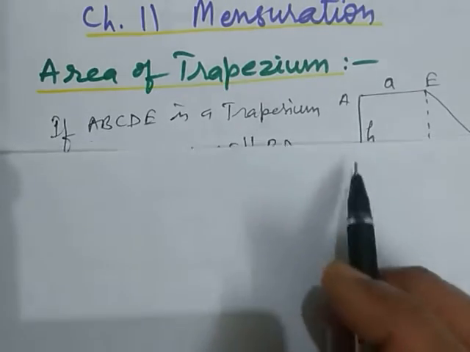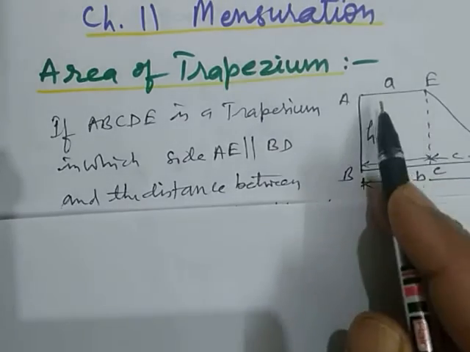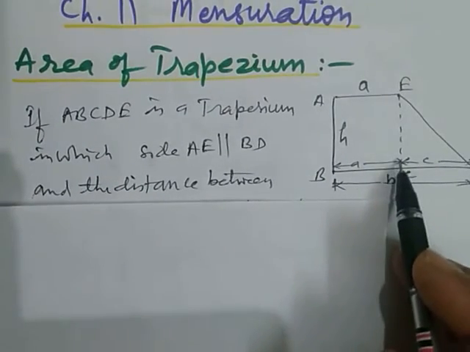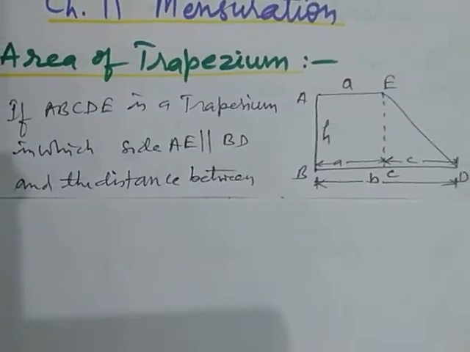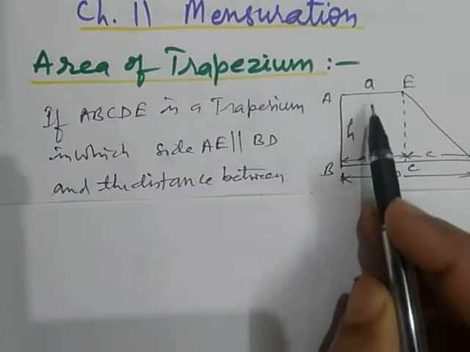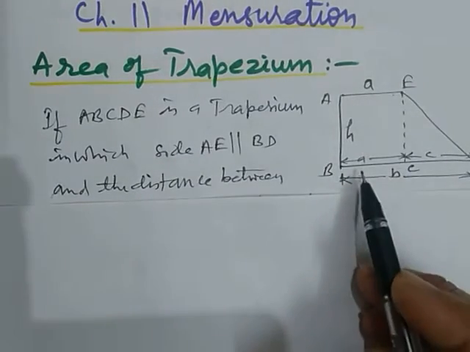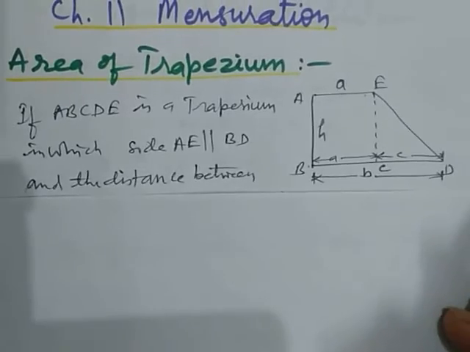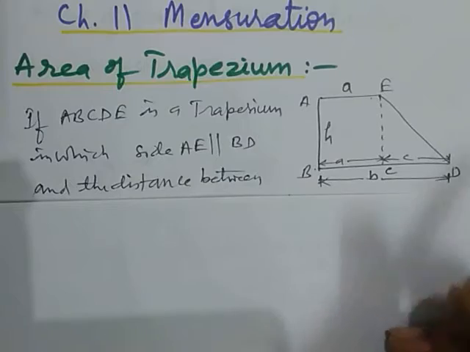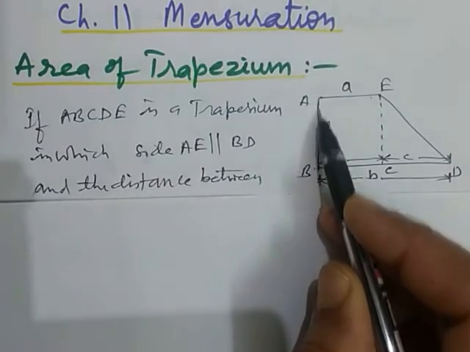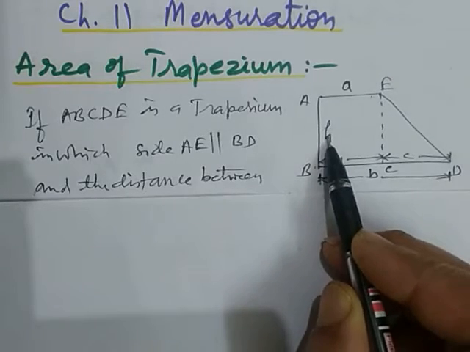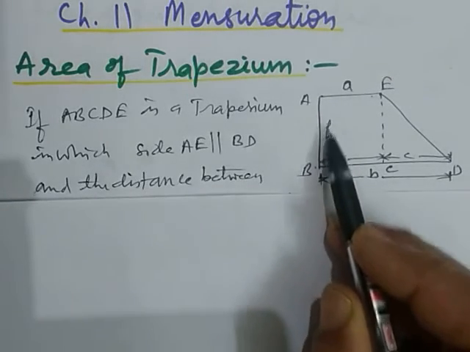Area of trapezium. This is a given trapezium. So, this AE and this BD are the parallel sides of this trapezium, and this is the distance between these two parallel sides, which is equal to h, the height.